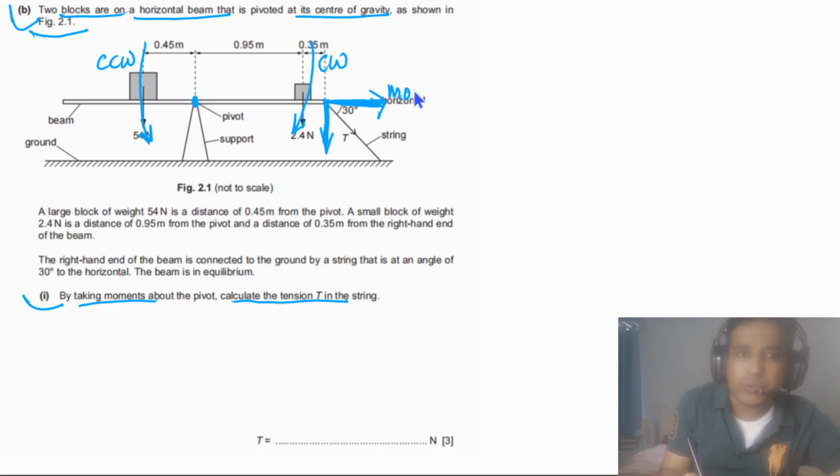The moment due to the horizontal component has to be equal to 0, because this component of the tension is passing through the pivot, so no moment. But there will be a moment due to the vertical component of tension, and this moment has to be clockwise. Now we simply need to equate, because in this case the beam is in equilibrium, so the net torque has to be equal to 0.